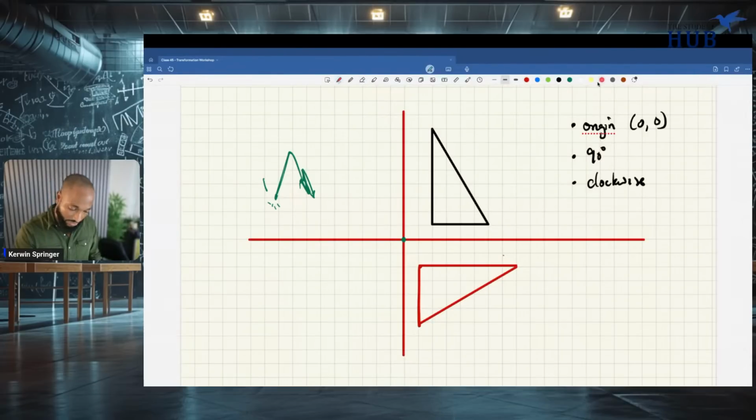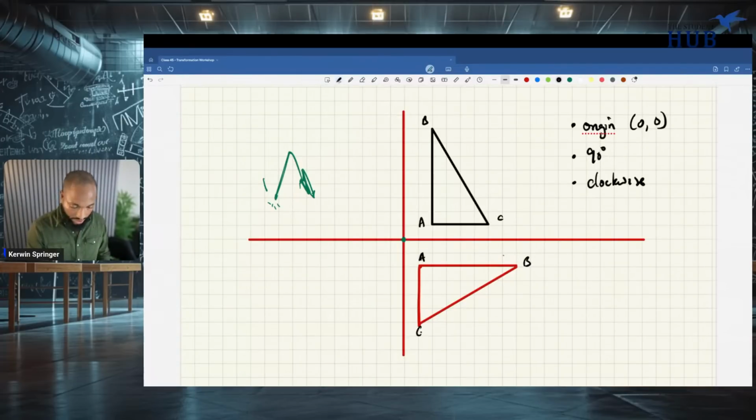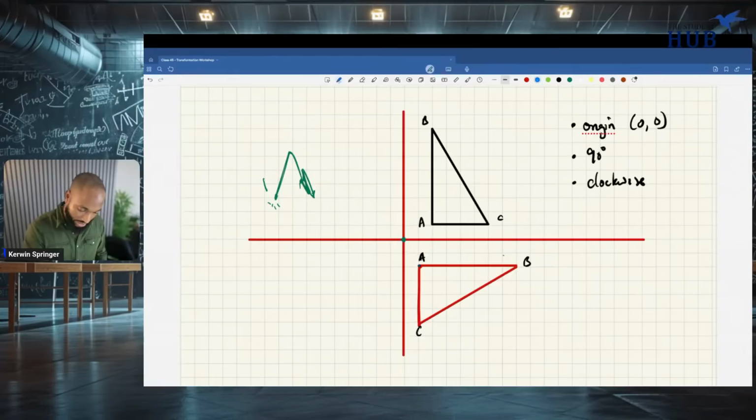To find the center of reflection, you connect the respective points. So let's say this is A, B, C. We have A, B, C. You connect the A's. Well, obviously, this one will be the A prime, B prime, C prime. You connect the points.